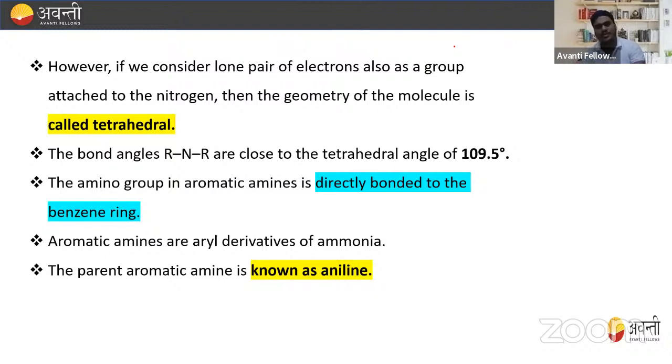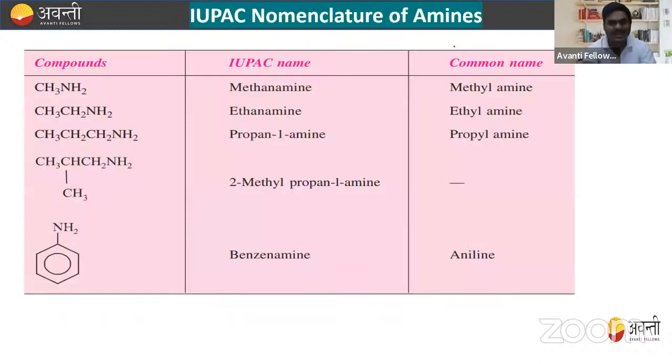The amino group in an aromatic amine is directly bonded to the benzene ring, right? The aromatic amines are also derivatives of ammonia. The parent aromatic amine is known as aniline. So remember this: the parent aromatic amine is known as aniline.